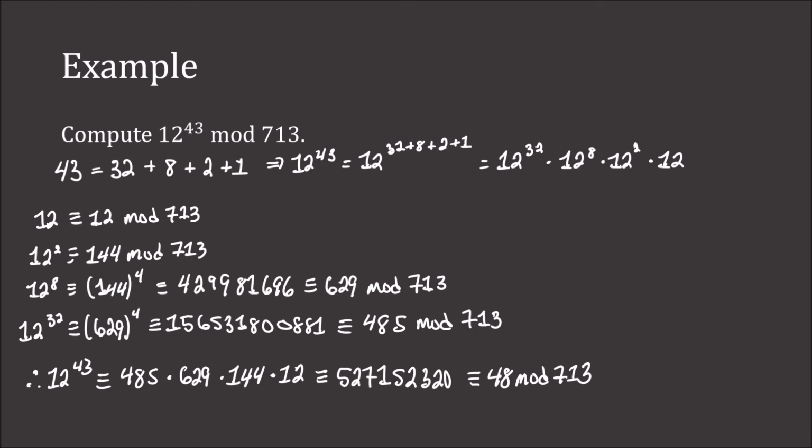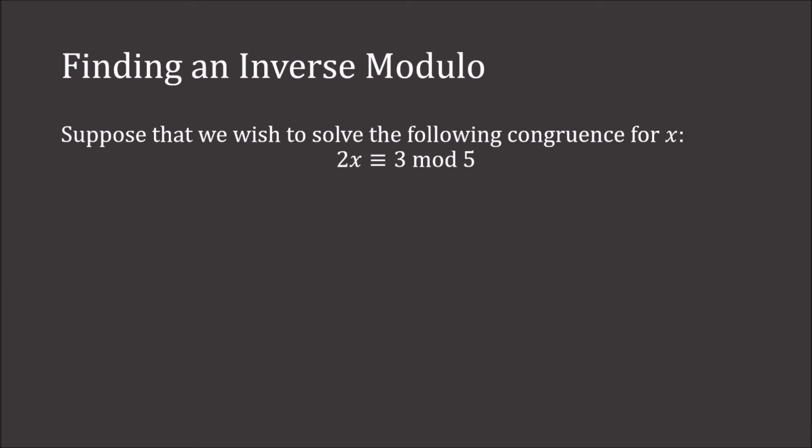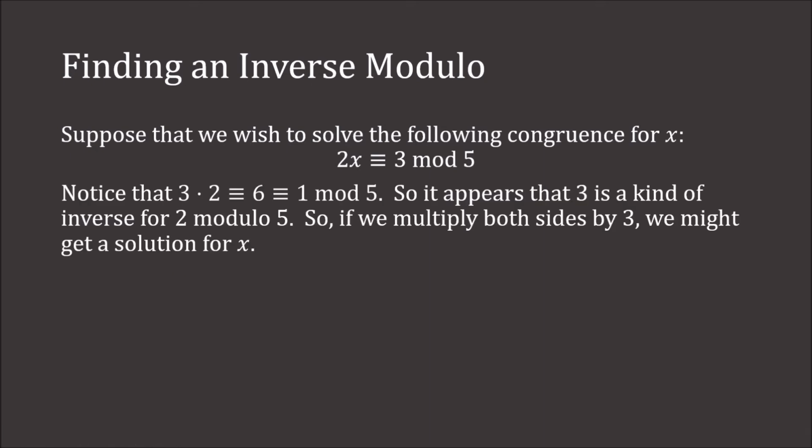Now, let's suppose that we wish to solve the following congruence for x. So we want to solve 2x is congruent to 3 mod 5 for x. Well, notice that 3 times 2 is congruent to 6, which is congruent to 1 mod 5. So it appears that 3 acts as a kind of inverse for 2 modulo 5. So if we multiply both sides by 3, we might be able to get a solution for x. And in fact, we can.